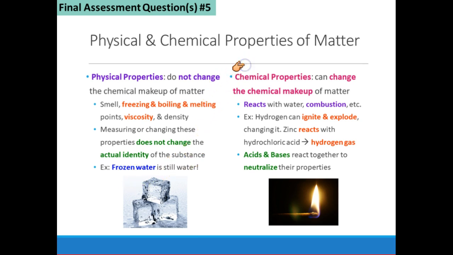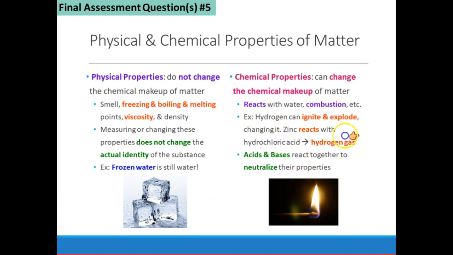Now, chemical properties, on the other hand, can actually change the chemical makeup of matter. So for example, something can react with water, something can combust, right? So for example, hydrogen can ignite and explode, which changes it. Zinc can react with hydrogen peroxide, which changes it, and changes it into hydrogen gas, right?